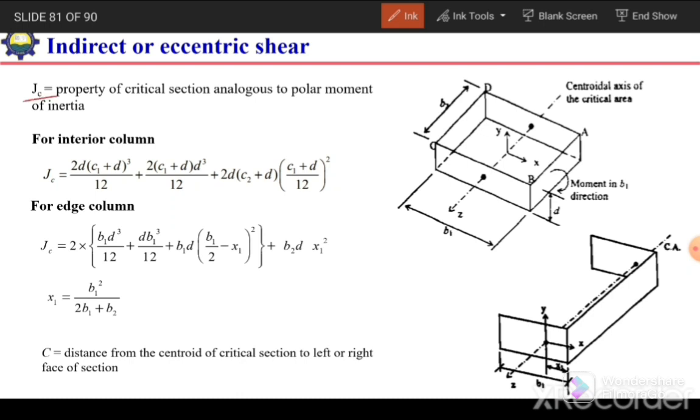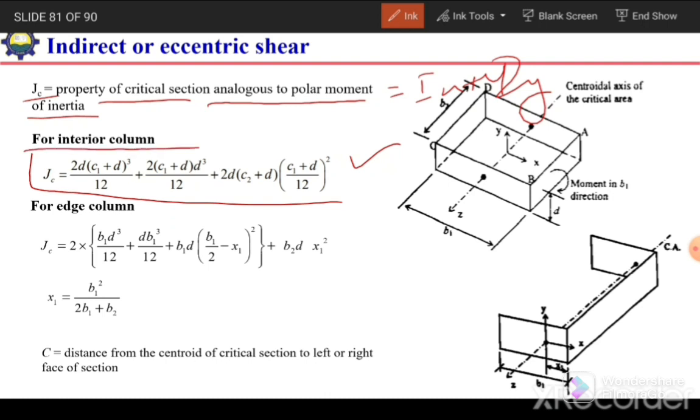And Jc is the property of the critical section, and it is analogous to polar moment of inertia. We can calculate its value. So Jc is actually equal to Ix plus Iy. It is analogous to polar moment of inertia, and we can calculate its value. In the ACI code, this equation is given. By using this equation, we can calculate the value of this Jc factor.